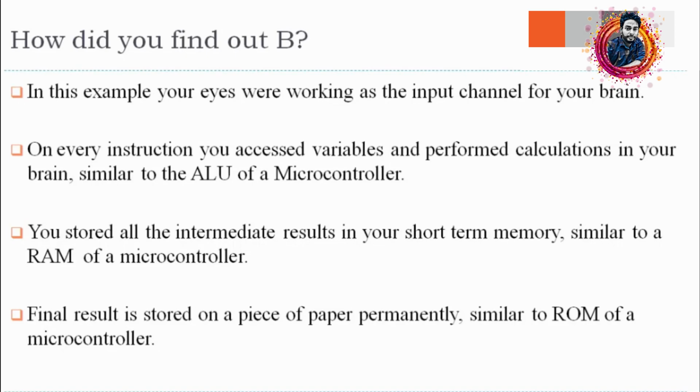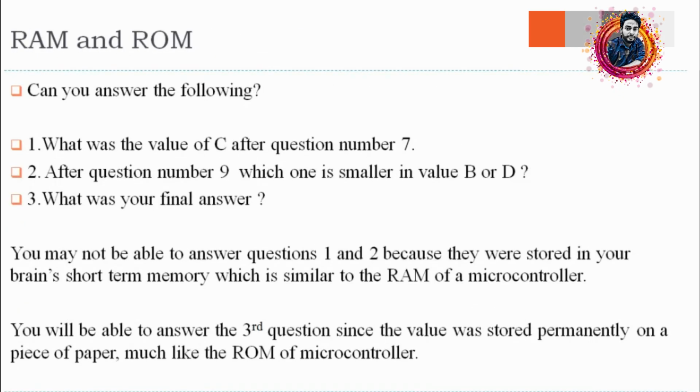You wrote down the final result of B on a piece of paper which cannot be erased easily. This is similar to read-only memory or ROM of a microcontroller. Now look at these questions. You may not be able to answer questions 1 and 2 because those values were stored in your brain's short-term memory, which is similar to the RAM of a microcontroller. You will be easily able to answer the third question since that value was stored permanently on a piece of paper, much like the ROM of a microcontroller.